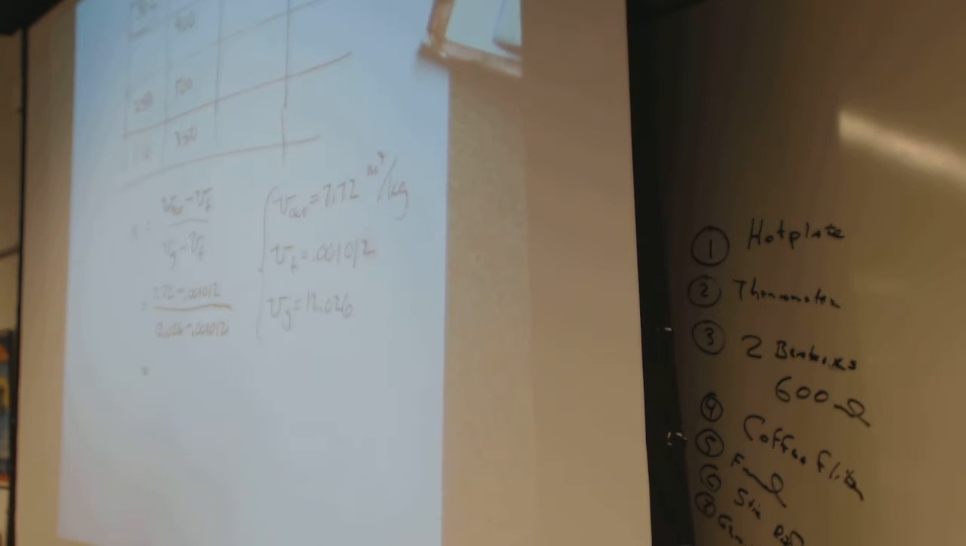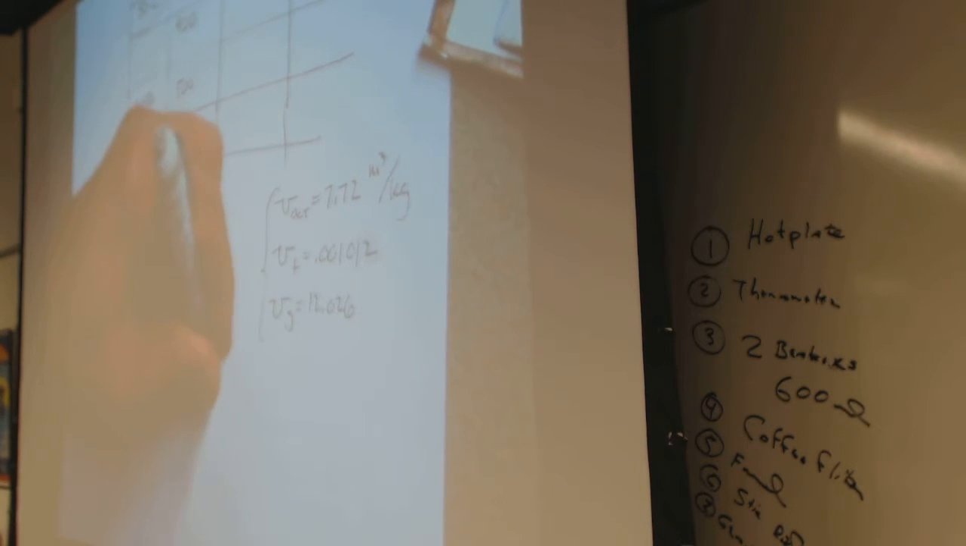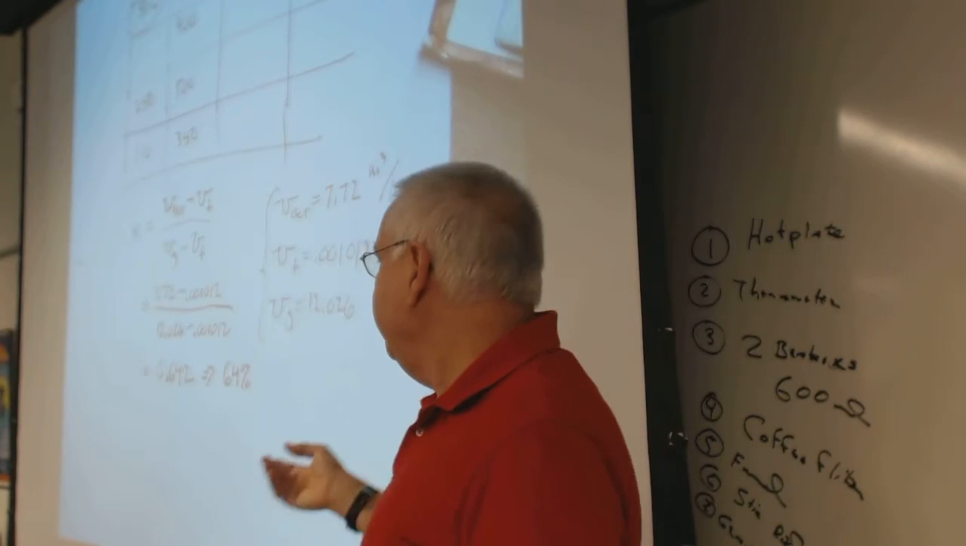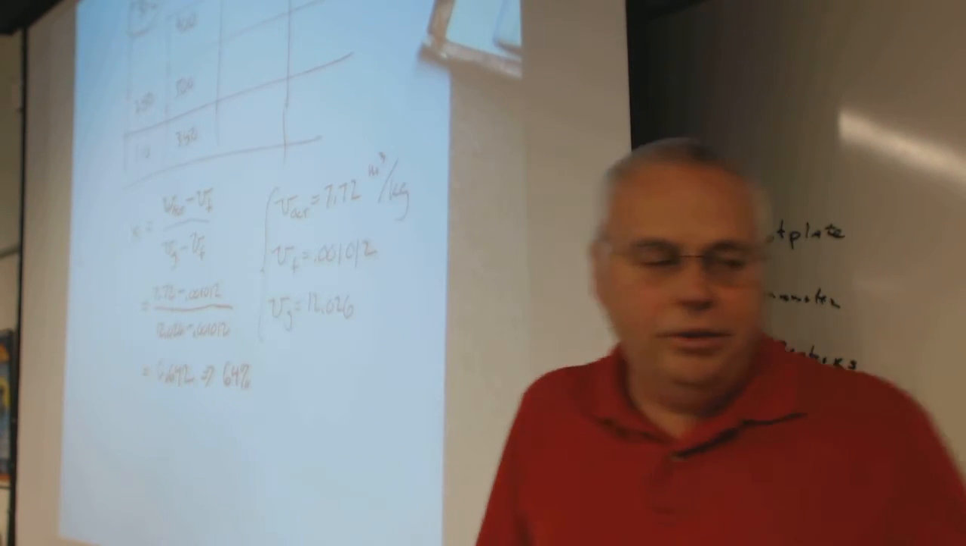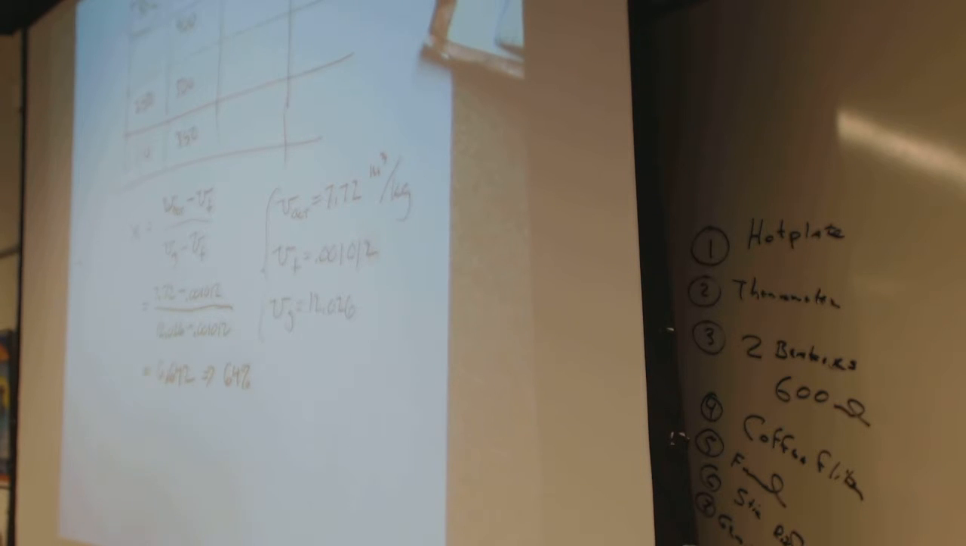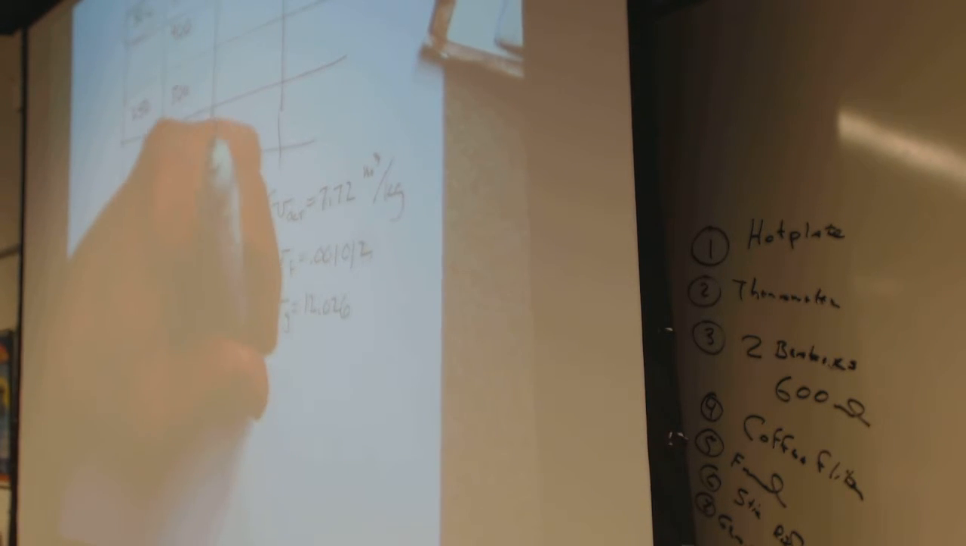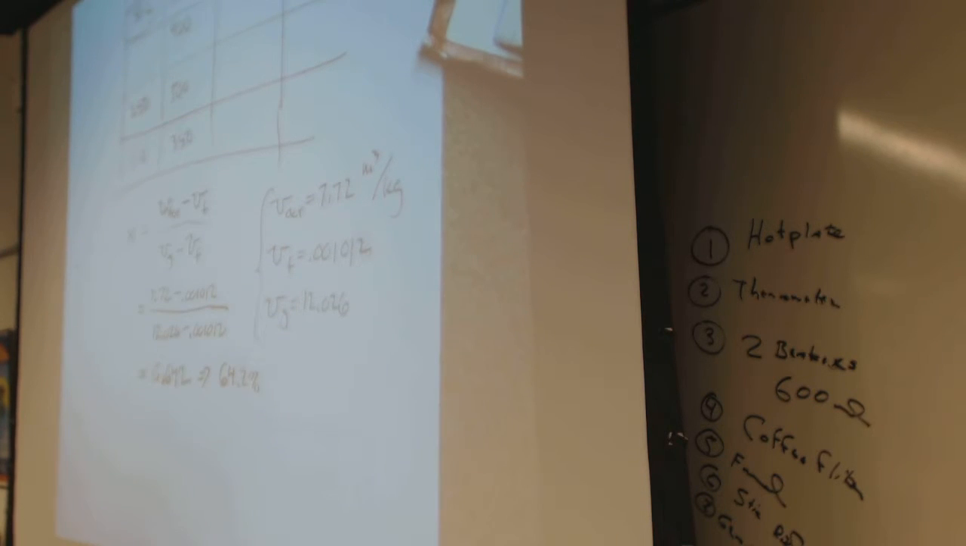Anyone have numbers on that? 0.642. So that means 64% of the mass of that liquid has expanded into vapor. 64.2% is the quality. It's a mass thing, a mass percent, and that's what it means.